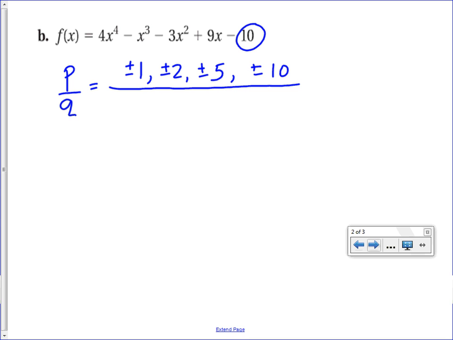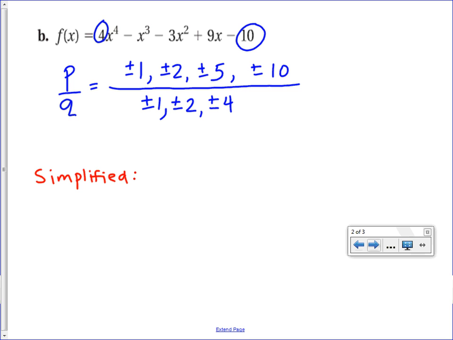Over, this time, our leading coefficient is 4. So the bottom of our fraction will include more than just 1. The bottom of the fraction will include the factors of 4, which are 1, 2, and 4. All right, so there's our possibilities for the tops and the bottoms of these fractions. And now we have to make our simplified list. So here's an example where it's just a little bit more complicated to write our simplified list.